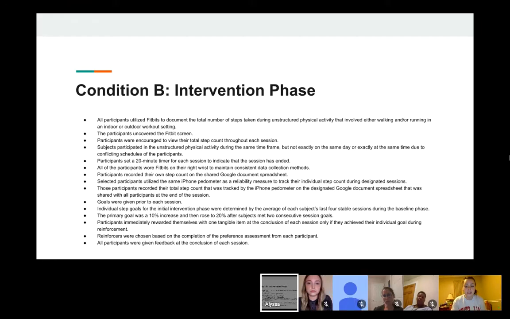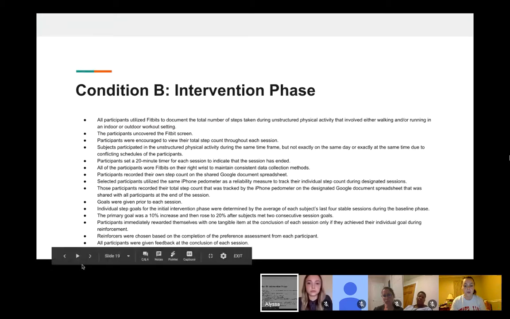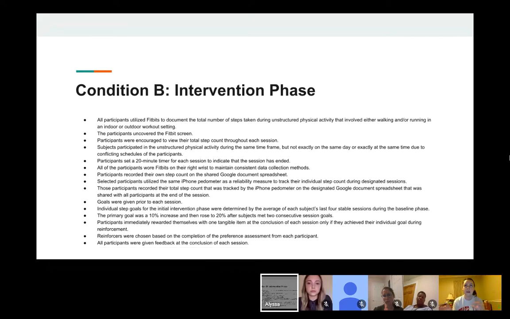And then goals were given prior to each session, so we knew exactly what goal we were trying to reach. Individual step goals for the initial intervention phase were determined by the average of each subject's last 4 stable sessions during the baseline phase. So we went through and looked at our baseline and then increased it by 10% for the first goal. So the primary goal was a 10% increase and then rose to 20% after subjects met 2 consecutive session goals.